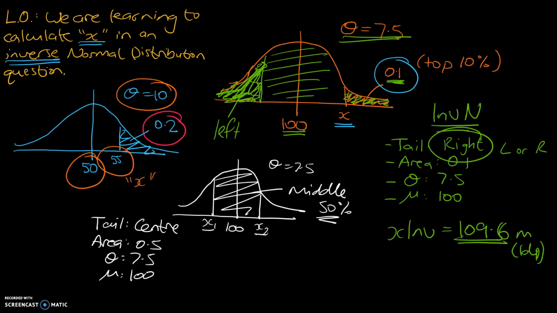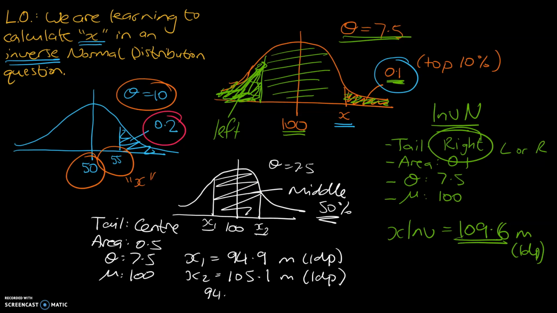If you put that in your graphics calculator, it is going to tell you x1 was equal to 94.9 meters, and I've rounded that to 1 dp. And it's also going to tell us an x2 number, which is what makes it different from a left or right tail question, because we're trying to find out two x values. So x2 of 105.1 meters, and that was also rounded to 1 dp. So that means the middle 50% of this data will lie between 94.9 and 105.1.